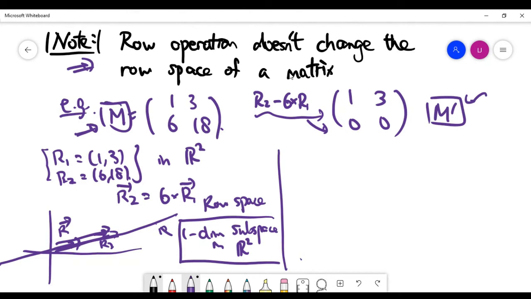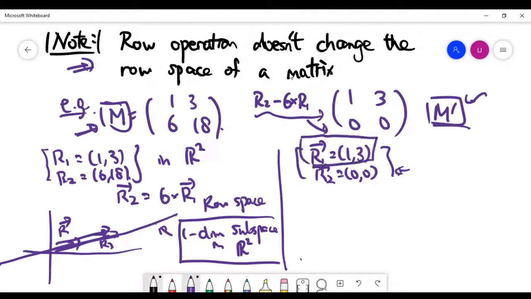And let's look at the new matrix M prime. Now you see the row 1 is basically 1, 3, and the row 2 is a 0 vector. So it doesn't add any information, right? So essentially we can forget about the second vector. And of course, due to the fact that we have only one vector, and if you look at the span of this single vector, because the second vector is a 0 vector, it doesn't add anything.